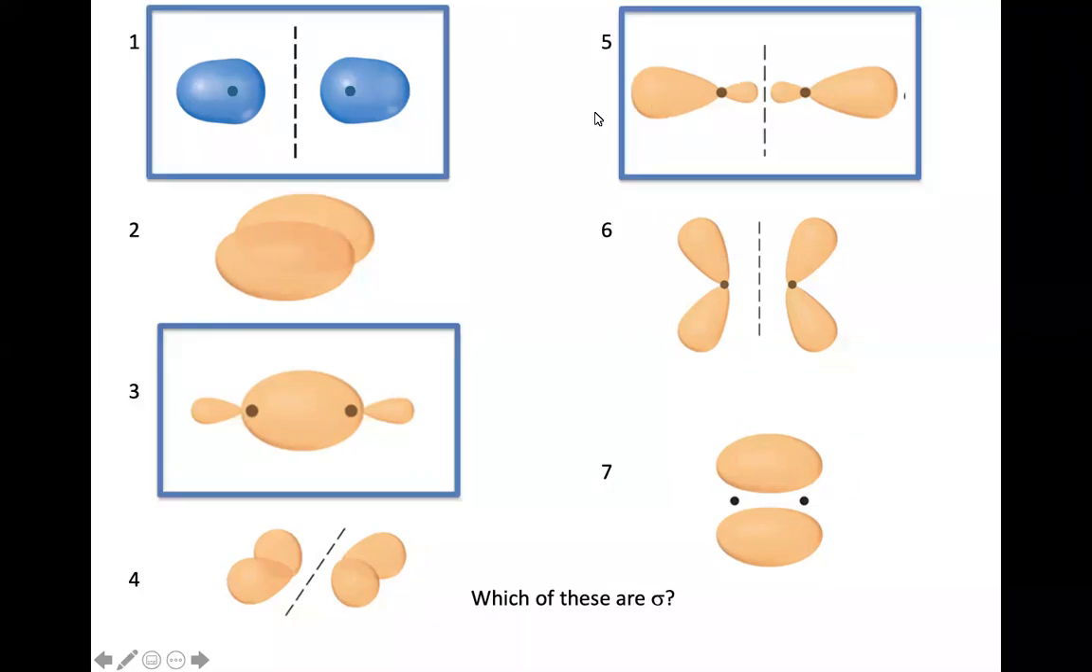The only examples we have listed here of sigma. That makes all of the other ones, numbers 2, 4, 6, and 7, all examples of pi arrangements. There's electron density, but it's off of the internuclear axis.